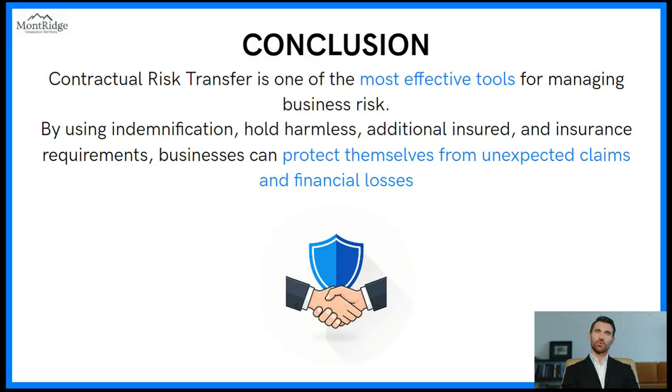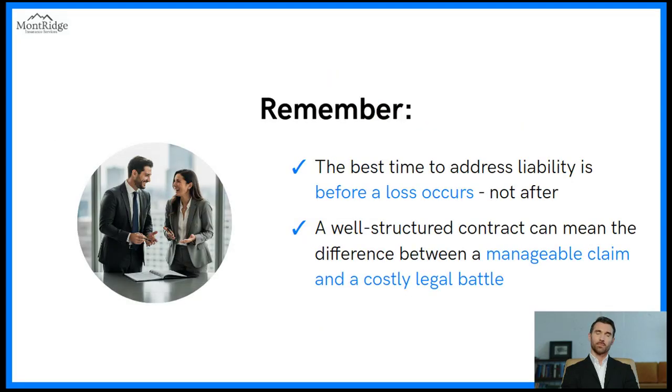Conclusion: contractual risk transfer is one of the most effective tools for managing business risk. By using indemnification, hold harmless, additional insured, and insurance requirements, businesses can protect themselves from unexpected claims and financial losses. Remember, the best time to address liability is before a loss occurs, not after. A well-structured contract can mean the difference between a manageable claim and a costly legal battle.